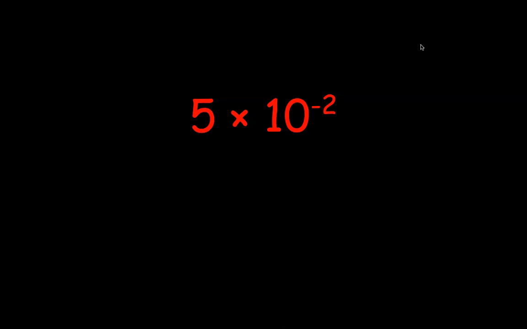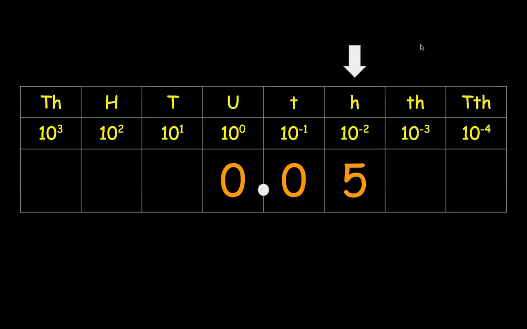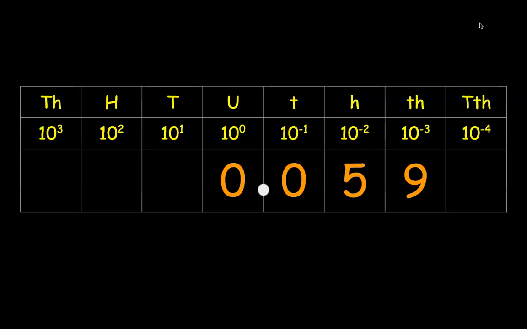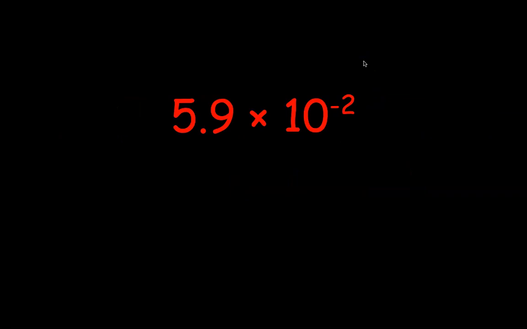However, it wasn't 0.05, it was 0.059. We ignored that 9 just for a moment. So far we've got 5 times 10 to the minus 2. This place is 10 times smaller than that place. So that is going to be 0.9 of that place. This place is 0.9 of this place. So 5.9 times 10 to the minus 2.